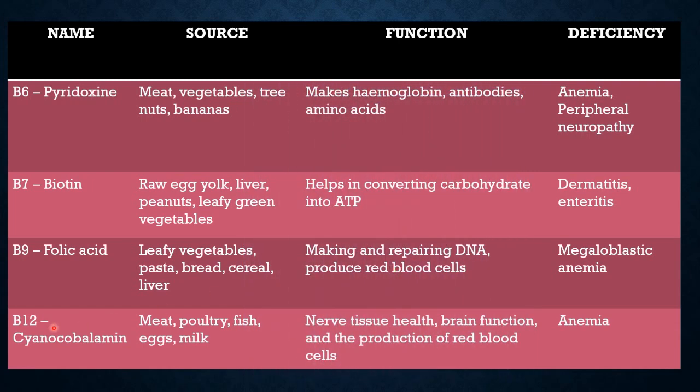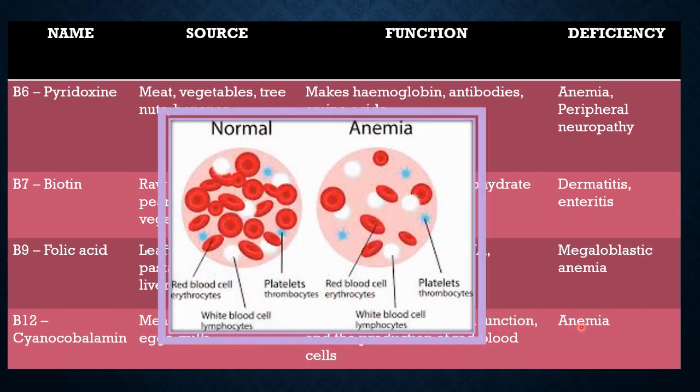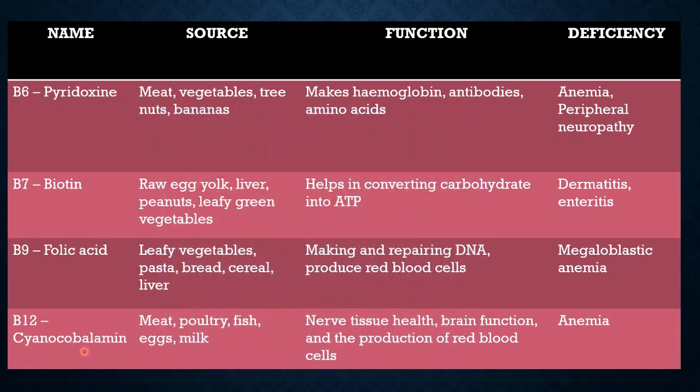Then the next one is vitamin B12, otherwise called cyanocobalamin, which is present in meat, poultry, fish, eggs, milk, etc. They help in the functioning of nervous tissue, brain function, and also in the production of red blood cells. The deficiency leads to anemia. You can see the normal blood cells and anemic blood cells where there is a high reduction of RBC. This arises due to deficiency in vitamin B12.